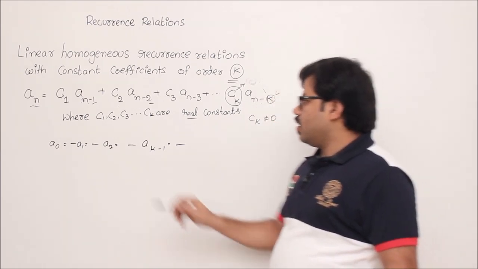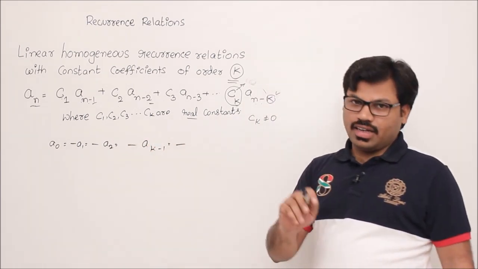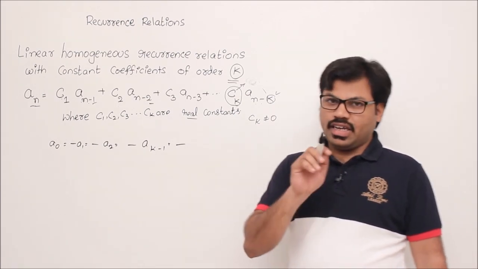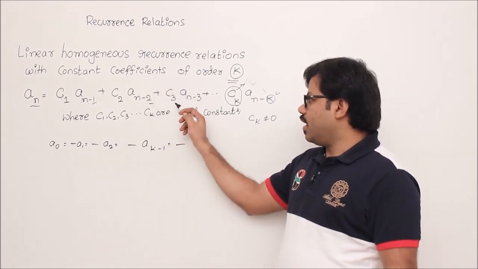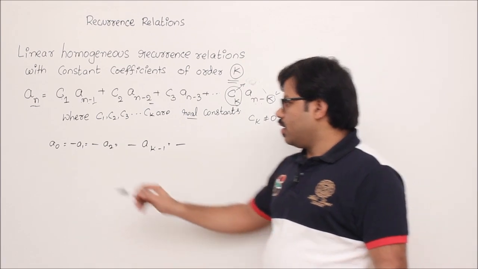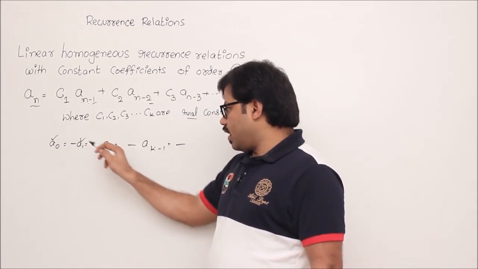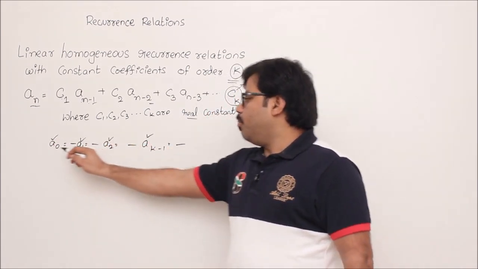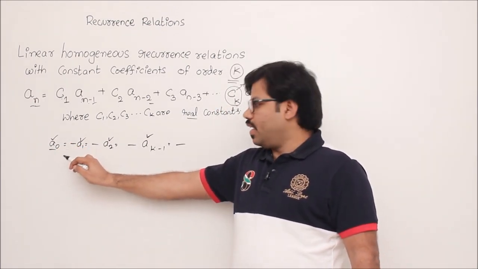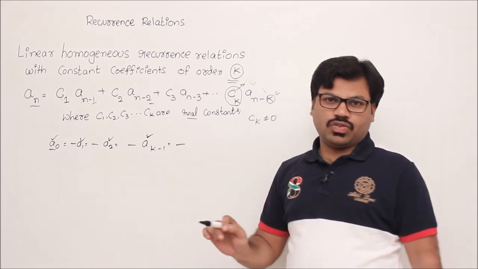Understand? Next. Here c1, c2, c3, ck are real numbers and they are constants. I already told you, because we are discussing linear homogeneous recurrence relations with constant coefficients, especially of order k. Whenever you have such a recurrence relation, the base cases are important. What are they? a0, a1 up to ak minus 1.